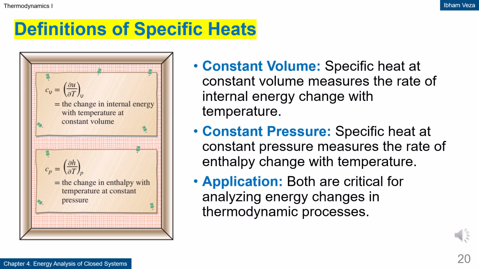Definitions of specific heats. Specific heat at constant volume is defined as the rate of change of internal energy with respect to temperature. Specific heat at constant pressure is defined as the rate of change of enthalpy with respect to temperature. These two definitions provide a more formal and mathematical meaning. With these definitions, energy changes can be calculated by integrating over temperature. This is the theoretical basis for using tables and specific heat equations.